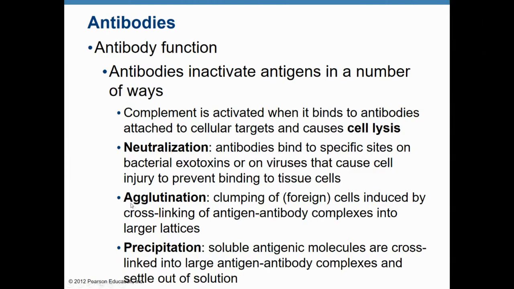The next thing they can do is called agglutination. The A in PLAN is for agglutination. This causes clumping of foreign cells that is induced by the cross-linking of our antigen-antibody complexes. So it's similar to precipitation, but instead of grabbing little tiny soluble foreign proteins, it grabs onto whole entire cells. So when we looked at mismatched blood typing and we get agglutination or clumping of the blood, that's because it's the antibodies that are grabbing on.